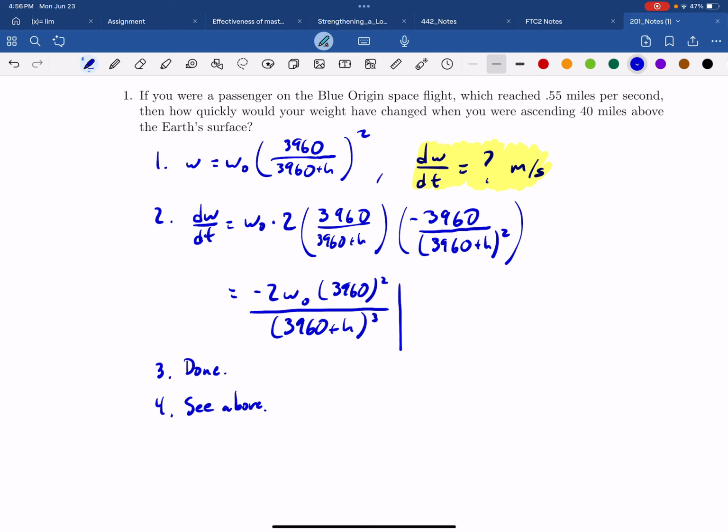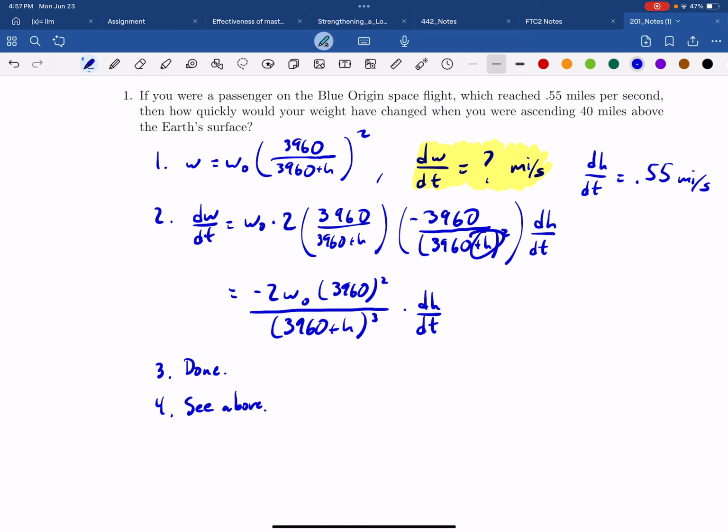Oh shoot, I am totally sorry. I broke my own rule, you guys. You see what happened here? When we took the derivative with respect to t, we forgot to multiply by dh over dt. And so this is where I knew I messed something up. I didn't use the fact that we were going at 0.55 miles per second, right? I should have written this at the beginning so I wouldn't forget. Maybe I should write miles per second. Okay? So sorry about that.